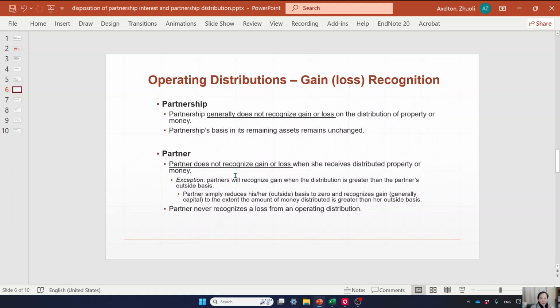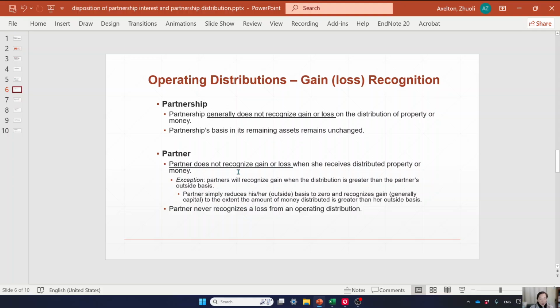Okay, now we get to the operating distributions. This represents the proportional operating distributions. So the partnership, generally speaking, does not recognize a gain or loss on the distribution of property or money, and the partnership's basis in its remaining assets remains unchanged. That means the partnership's inside basis will not be impacted in the remaining assets. Basically, any assets which have not been distributed will be the same. Pretty much, there's not much going on at the partnership level.